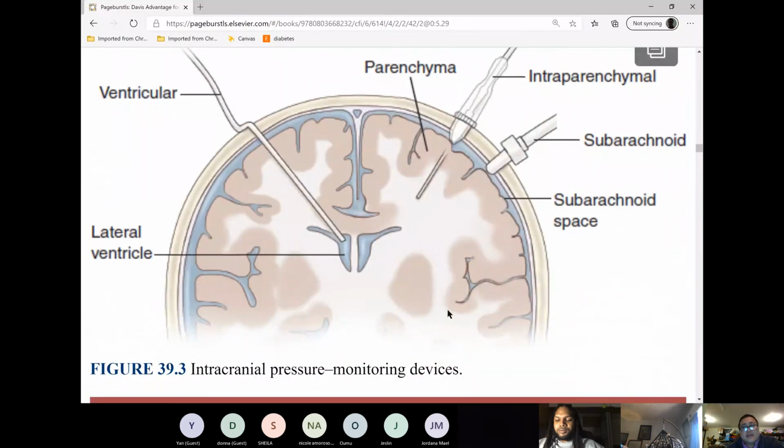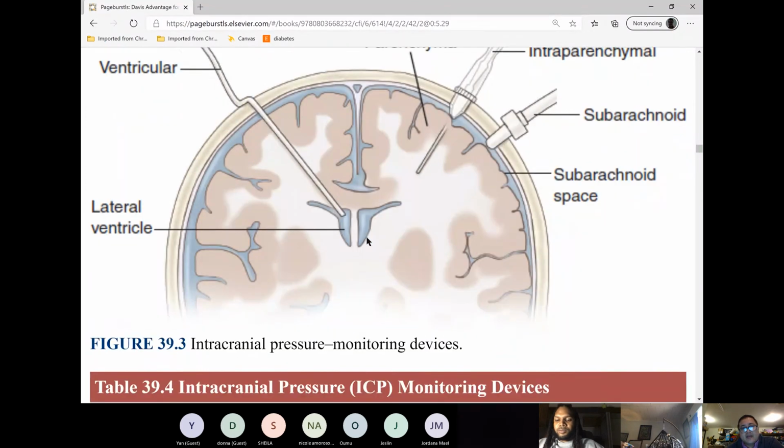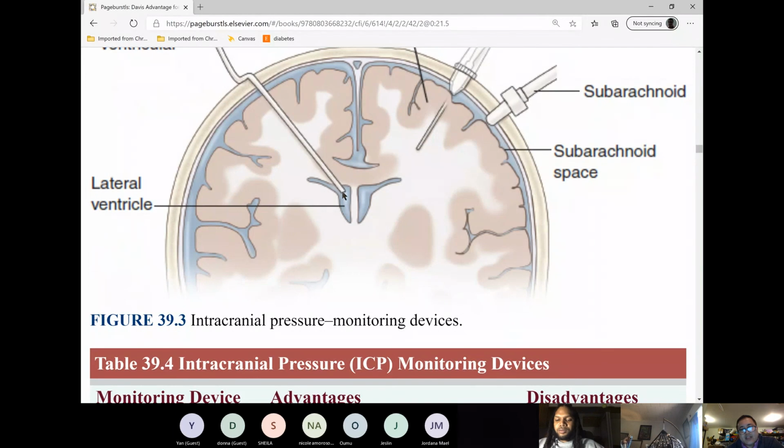Here is an illustration of the different ways you can monitor ICP. This is again the most popular one, the intraventricular catheter, because it's inserted straight into the right lateral ventricle of the brain. This is where most of your CSF is stored.